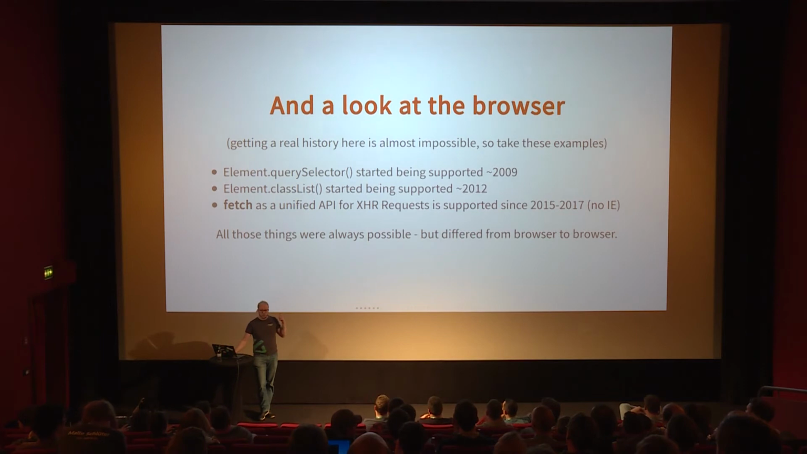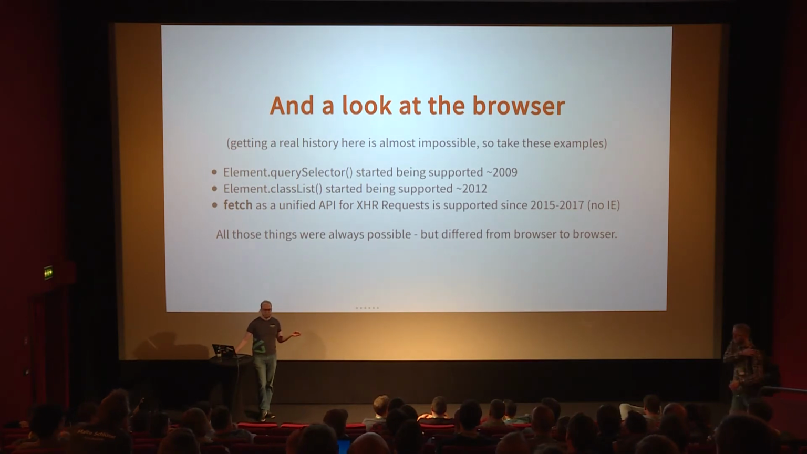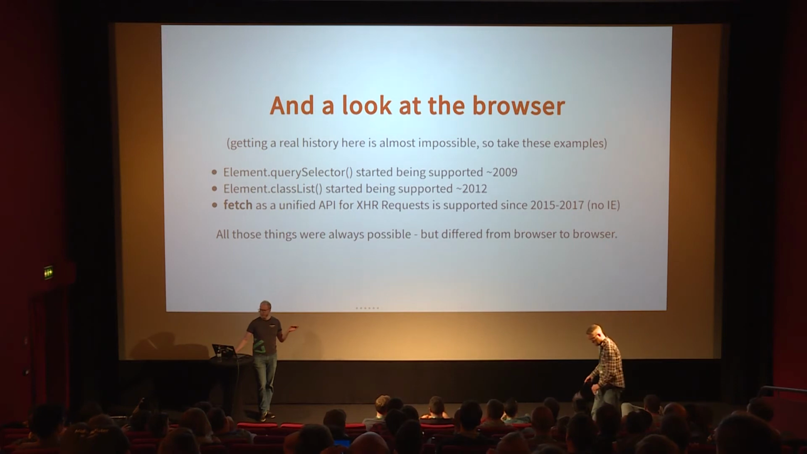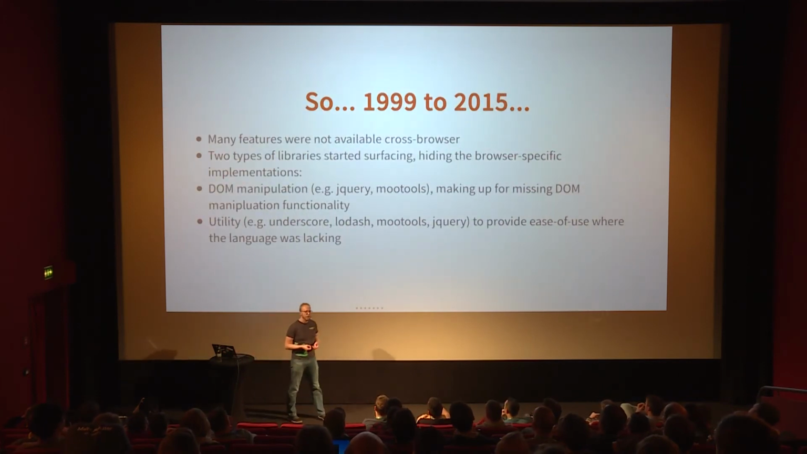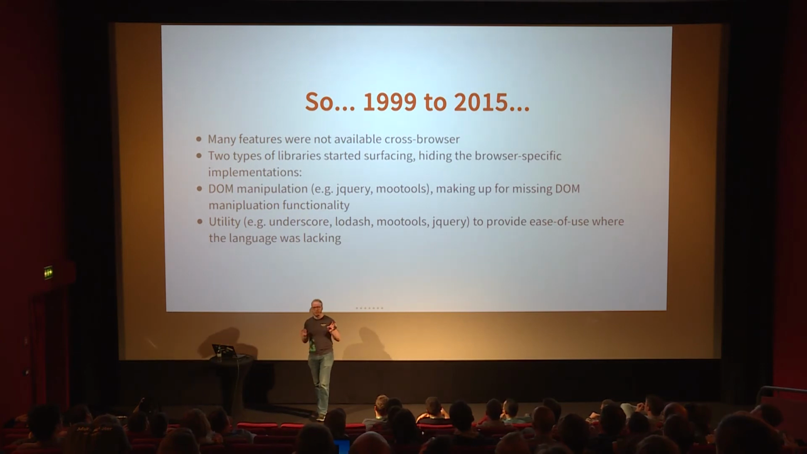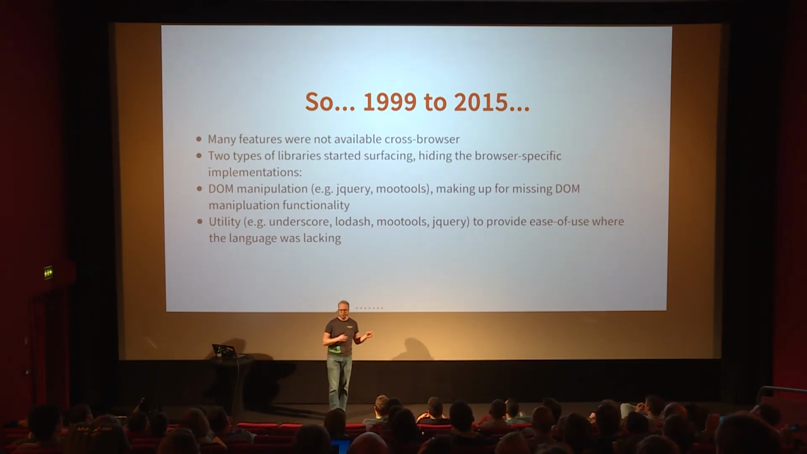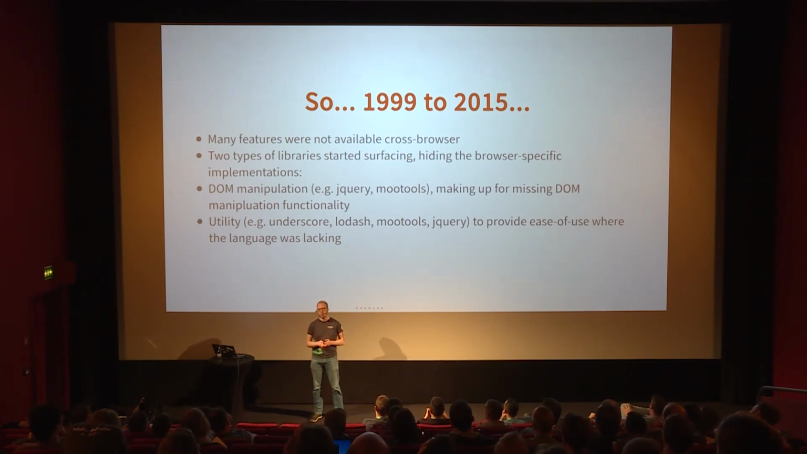As I said, everything of that was possible, but in one browser you had solution A, in another browser you had solution B. It wasn't really that much fun. So in the large gap between 1999, ECMAScript 3, and 2015, ECMAScript 6, we had to do something about this. And this is where libraries were born. And we have two really predominant types of libraries. One type of library to fill in for the shortcomings in the language, and one type of library for the shortcomings in the browser APIs.